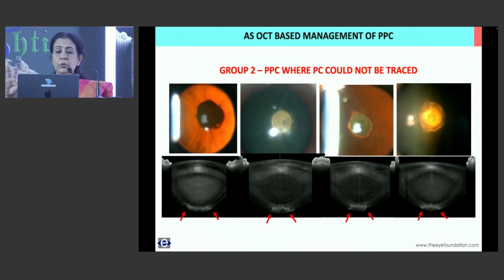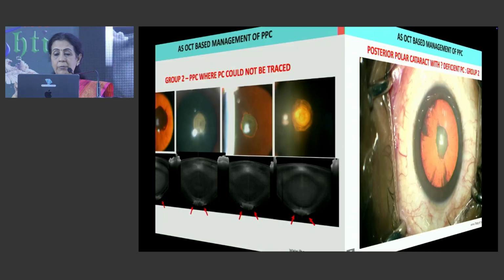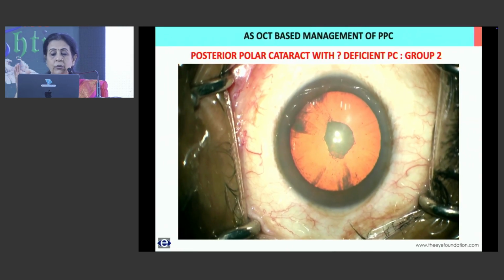Now these are the group 2, where the posterior capsule you can't trace. Look at the ASOCT. You're not able to trace it. So then, how would I do my surgery?